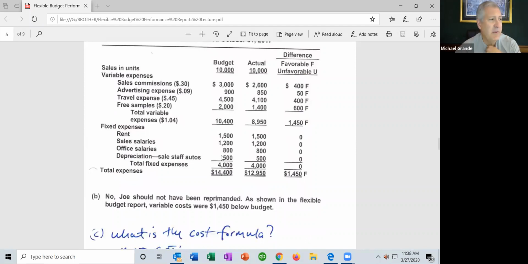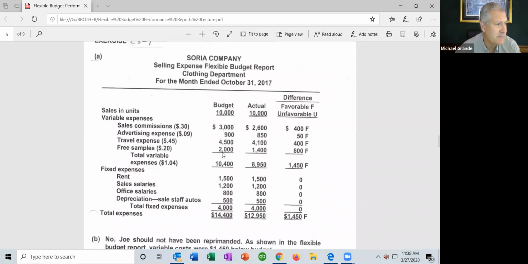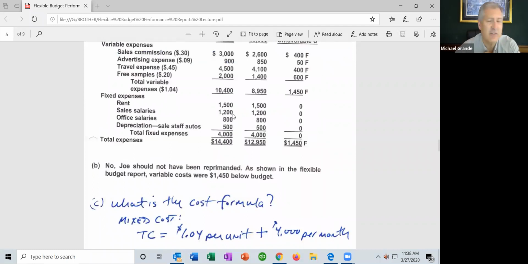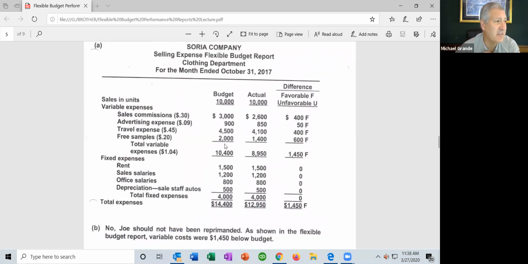What about these fixed expenses? Remember, they don't change. These fixed costs here, rent $1,500, sales salaries $1,200, $800, $500, are fixed costs. Cost stays the same as volume changes. So whether they produce 8,000 units or 10,000 units, they stay exactly the same. This column right here is now your flexible budget. We can now compare it to the actual numbers given to us by the accountants. And now we have a meaningful comparison.